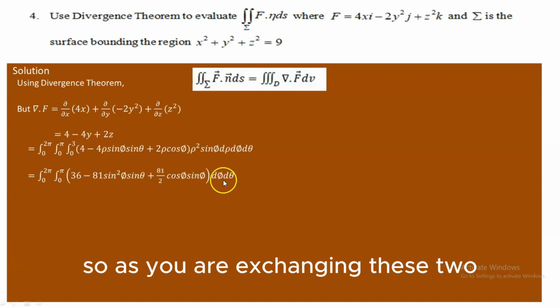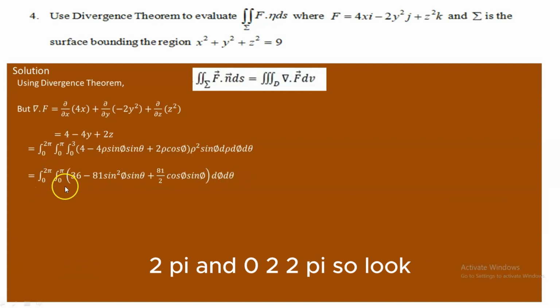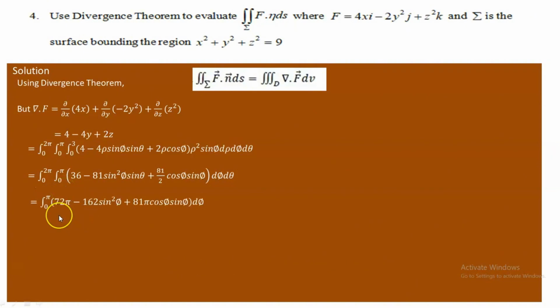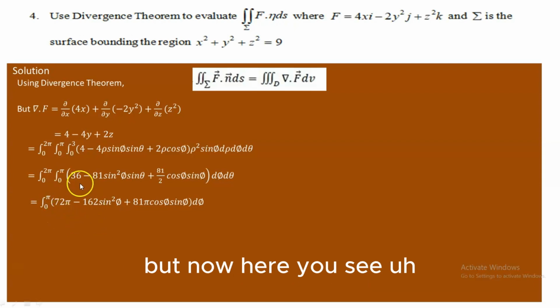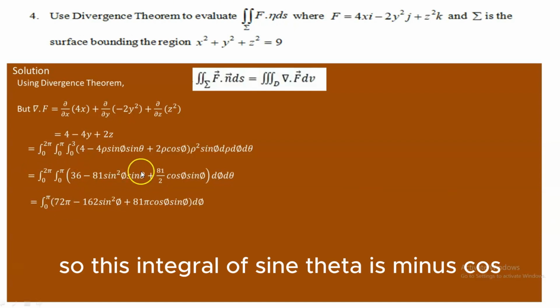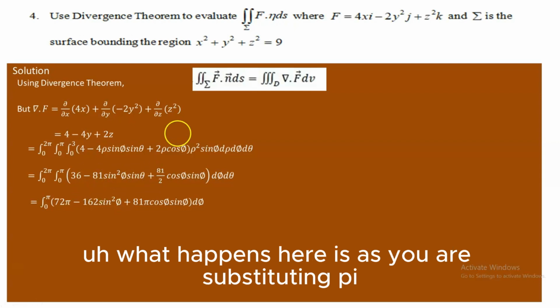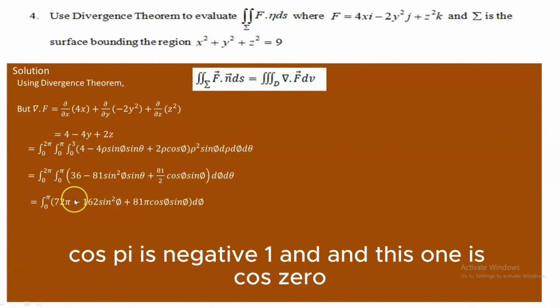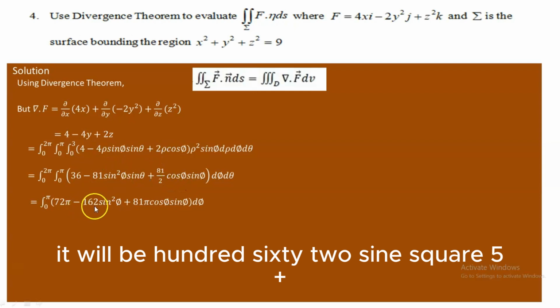As you are exchanging these two, d phi and d theta as d theta and d phi, you need to exchange again these two, 0 to pi and 0 to 2 pi. So look, after exchanging, we can have the integral 0 to 2 pi, but now here you see 2 pi minus 0 is 2 pi, 2 pi times 36, 72 pi. So the integral of sine theta is minus cos theta, minus makes plus. But you see what happens here is, as you are substituting pi, cos pi is -1, and this one is cos 0, it will be 1, minus 1 makes -2, so multiplying 2 by 81, it will be 162 sine squared phi.